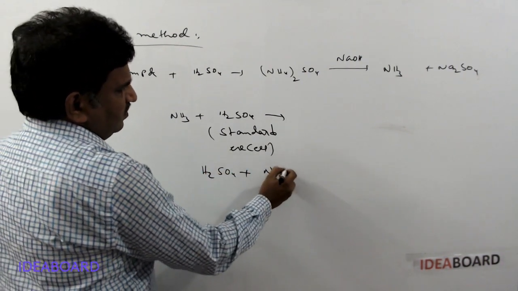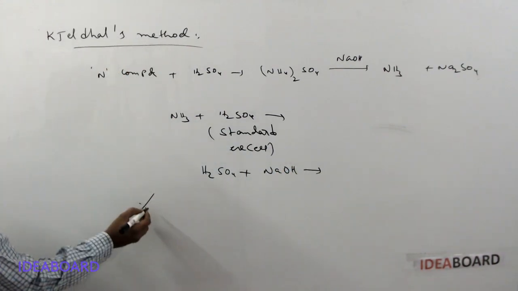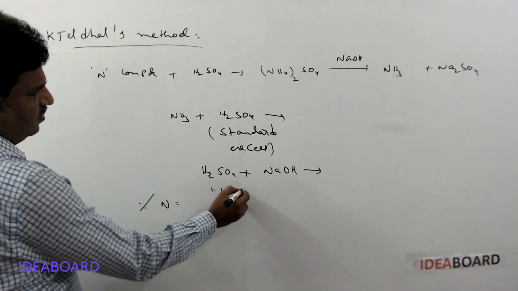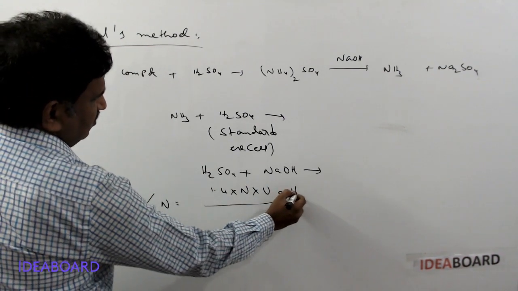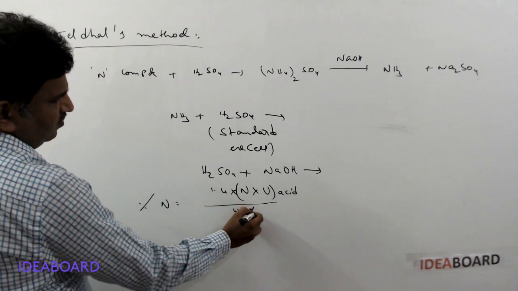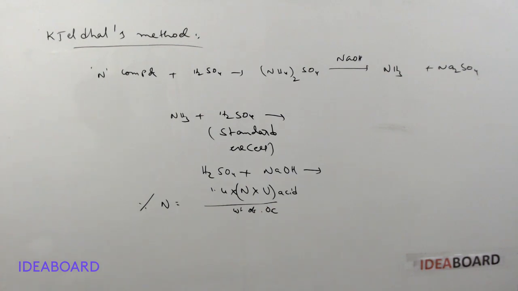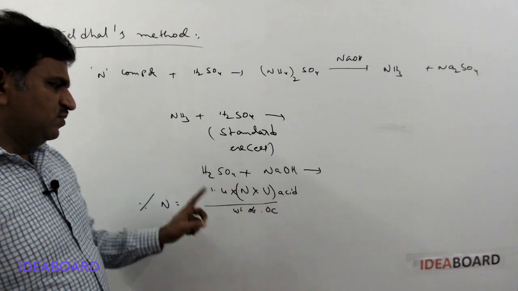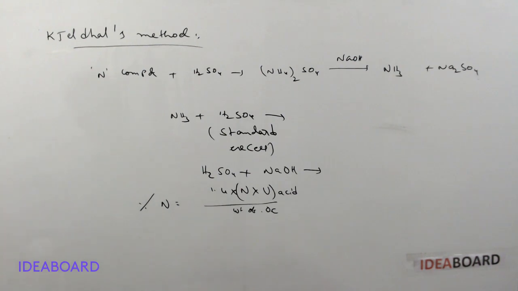the leftover sulfuric acid with sodium hydroxide. So finally, the percentage of nitrogen is calculated from this equation: 1.4 into normality into volume of acid, here the normality into volume of acid, by weight of organic compound. The normality of the acid used and volume of acid used, by weight of organic compound, if you know, then we can calculate the percentage of nitrogen.